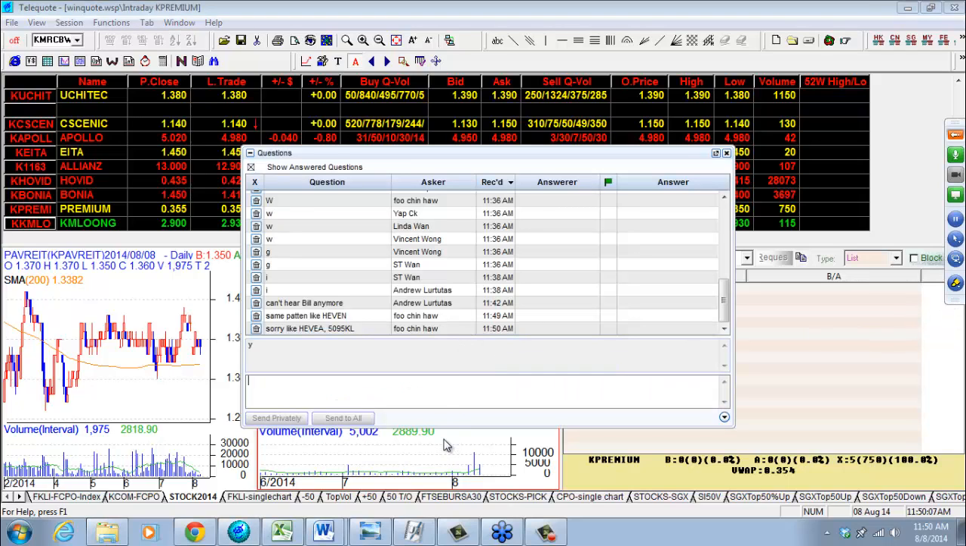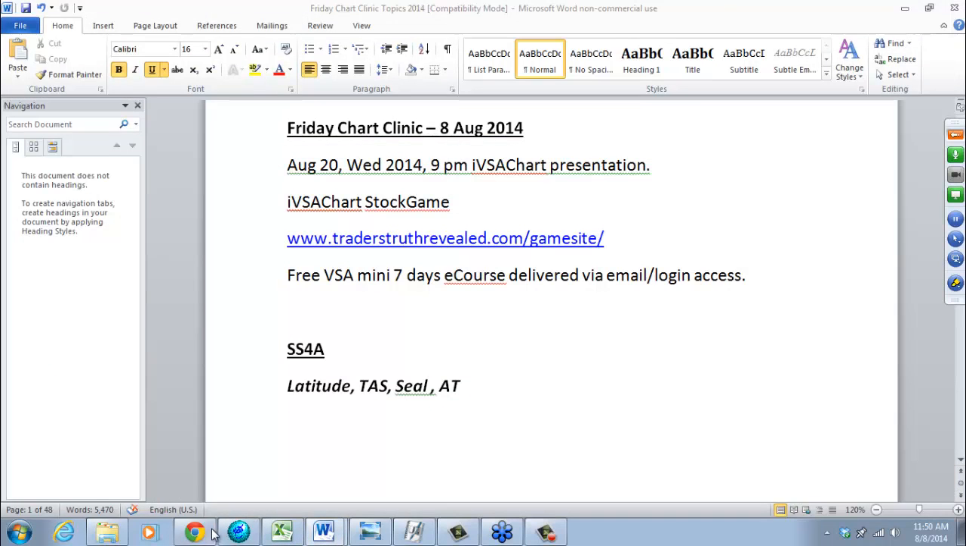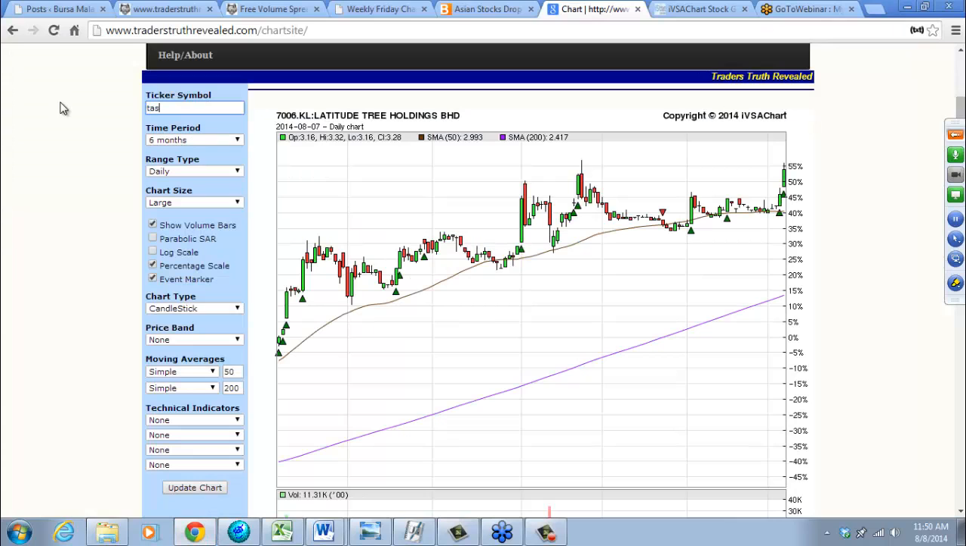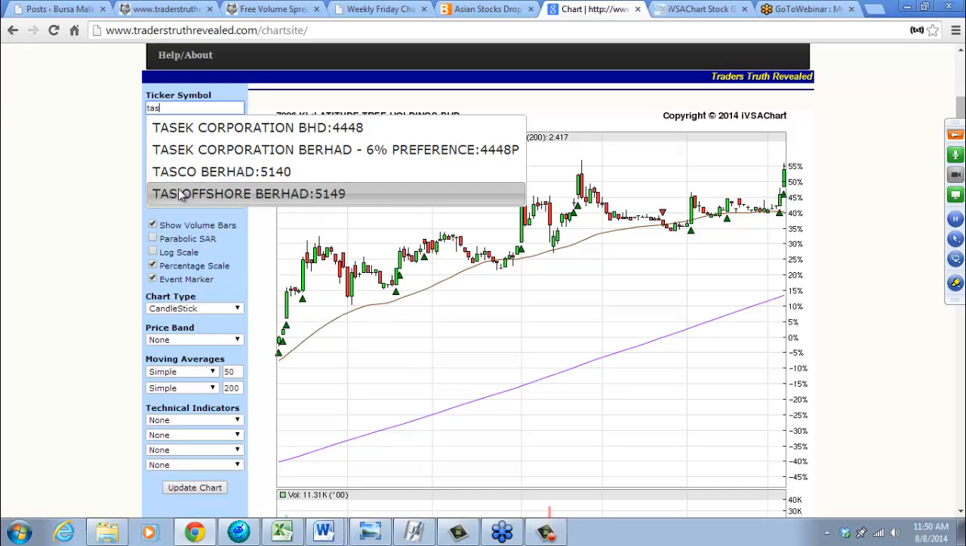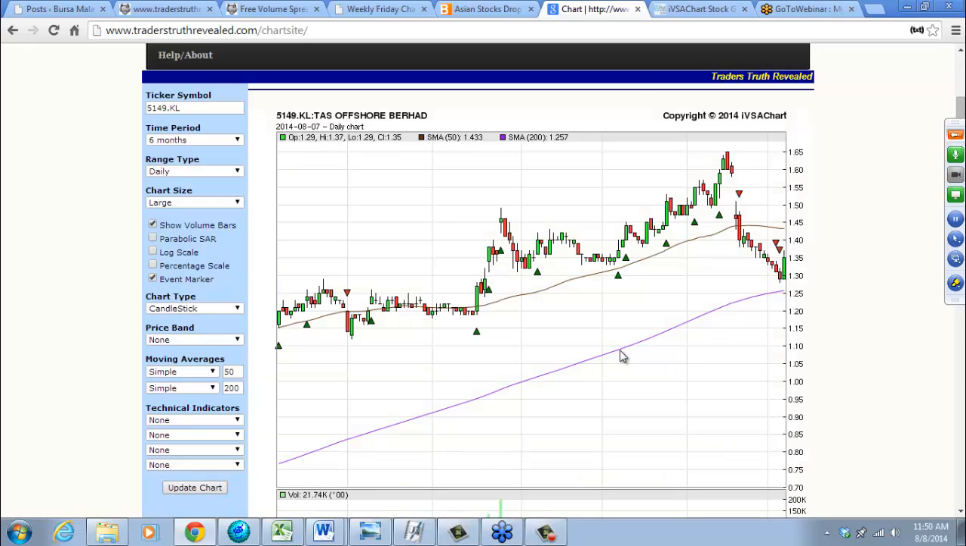Okay, the next one that we have on the list here is TAS. Let's look at TAS. TAS Offshore, right? Should be the one. Now TAS, you can see there was a breakdown here. We broke through the 50-day moving average. Although you have this nice support in here, it does point to pressure on the sell side. I don't know what price you bought this at, whoever gave me this. Perhaps you can tell me what price you bought this.